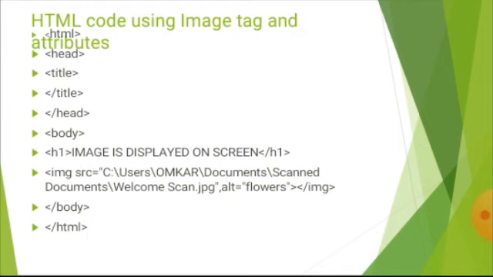Inside the image tag we are going to use src as an attribute. We are storing the address of the image inside the src attribute. Then we are using alt as an attribute over here, and we will write flowers inside the alt attribute. Then image tag close, then body tag close, then head tag close. We will see the output of this code.